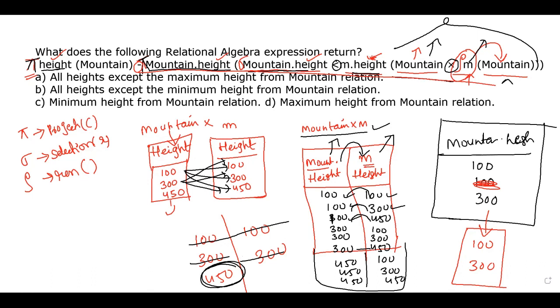So as per the given query, it is the maximum height from the given mountain relation. We assumed the height values are 100, 300, 450. So what is the result we received? 450. Hence we can say this is the final result for this one.